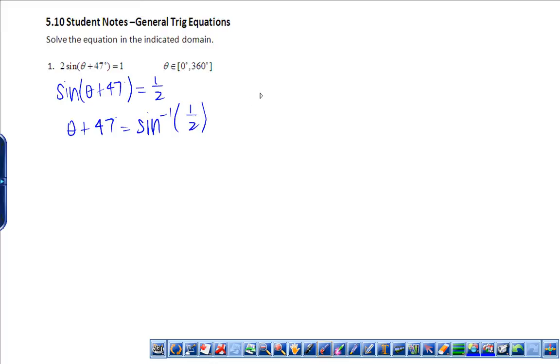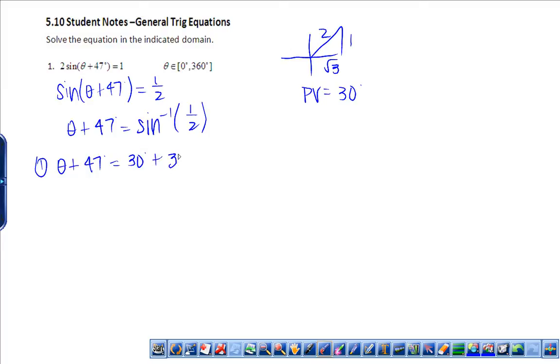Okay, from here, let's go ahead and draw a triangle and figure out where everything falls. Remember, arc sine is on the side, and this is positive. So 1/2 is here, and this is √3. So it looks like your principal value is going to be 60 degrees. Nope, to be 30 degrees. And since we're in degrees, I can leave it as 30. So my first equation is going to be theta plus 47 degrees is equal to 30 degrees plus 360n, because that's what you add to each equation.